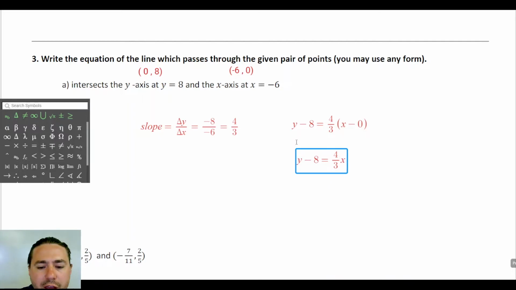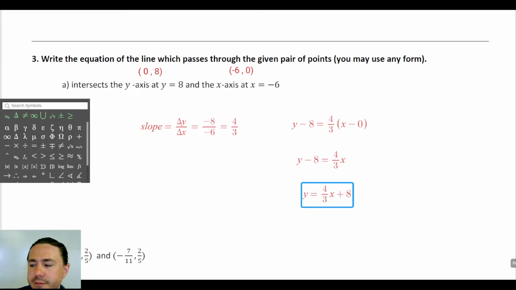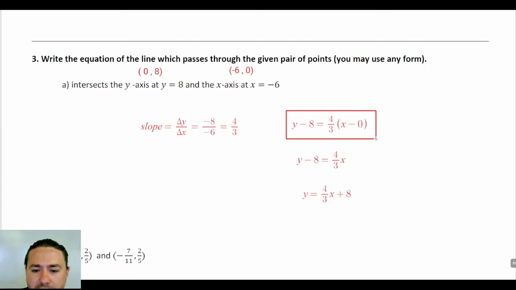If you were to write it in slope-intercept form, which is that y equals mx plus b form, it'd be y equals 4/3 x plus 8. So any of these choices is fine. This would be sort of the classic point-slope form. This would be slope-intercept form.